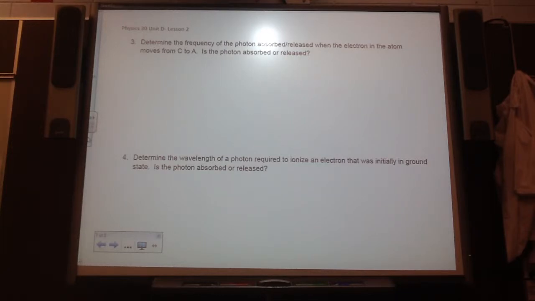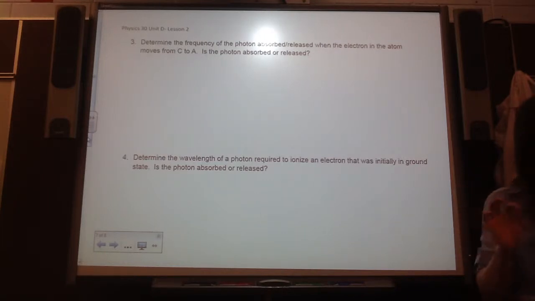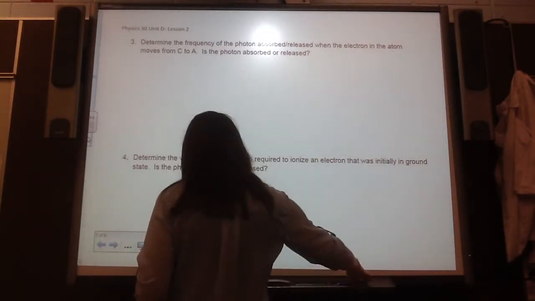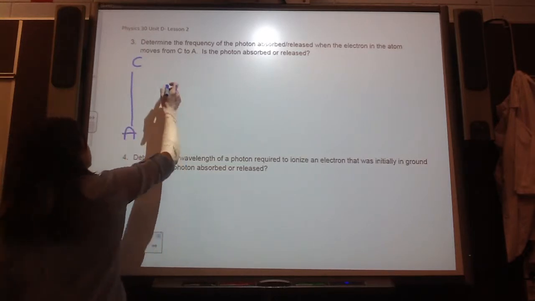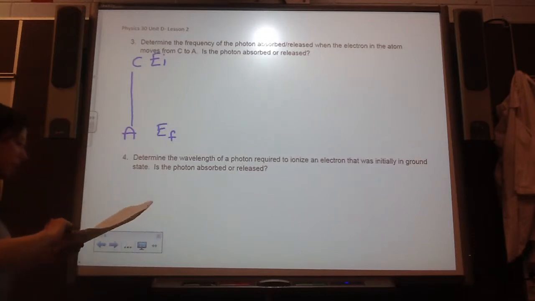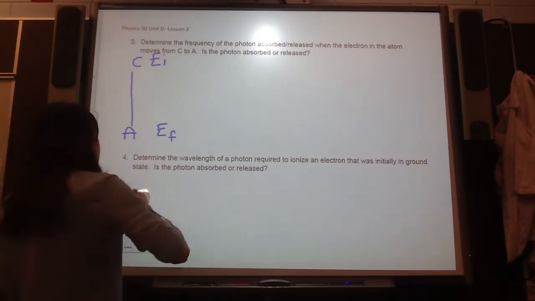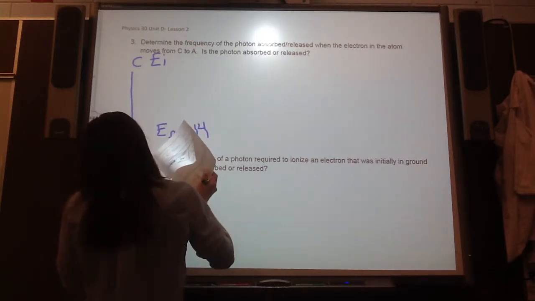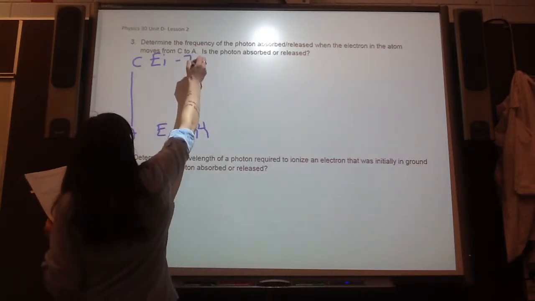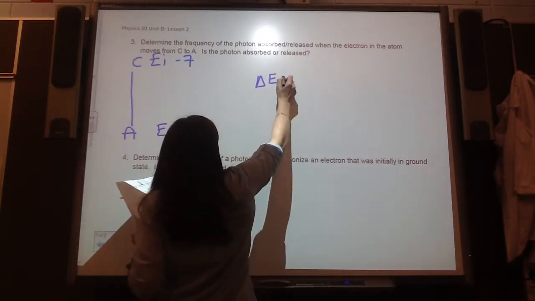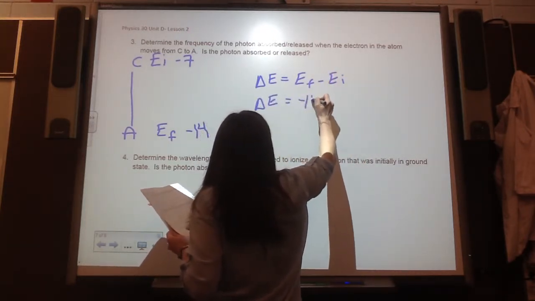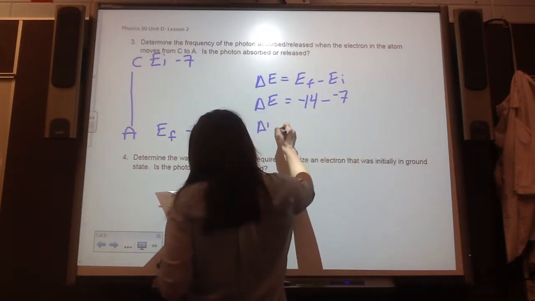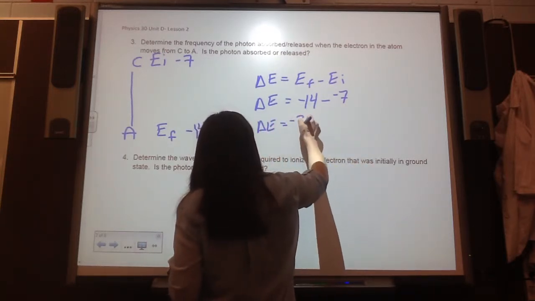Next, determine the frequency of the photon absorbed or released when the electron in the atom moves from C to A. So if we look back at C to A, A is my E final, and C is my E initial, because I'm going from C to A. My A was -14, and C is -7. So delta E is equal to EF minus EI.